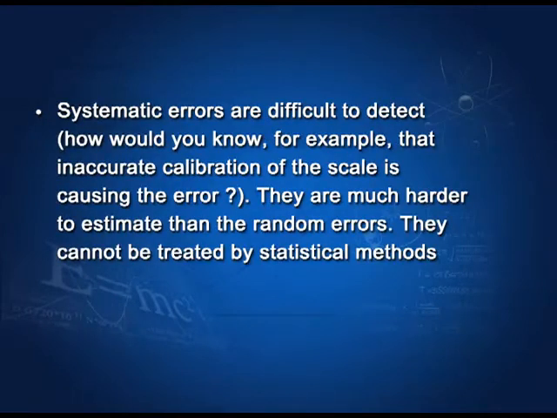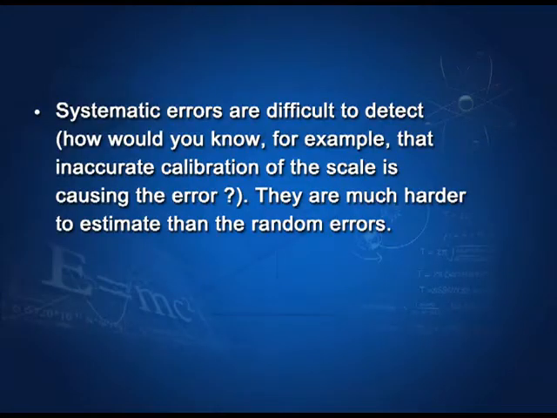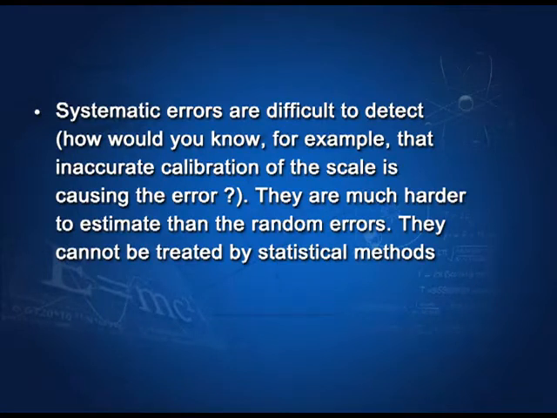Systematic errors are difficult to detect. For example, doing an experiment, you do not know that the scale is not properly calibrated. How would you know? You do not know that the zero of the scale has shifted. Again, it is very difficult to find out. They are much harder therefore to estimate. Systematic errors are much harder to estimate than the random errors. They cannot be treated by statistical methods. For example, you cannot take averages, as we shall do with the random errors.